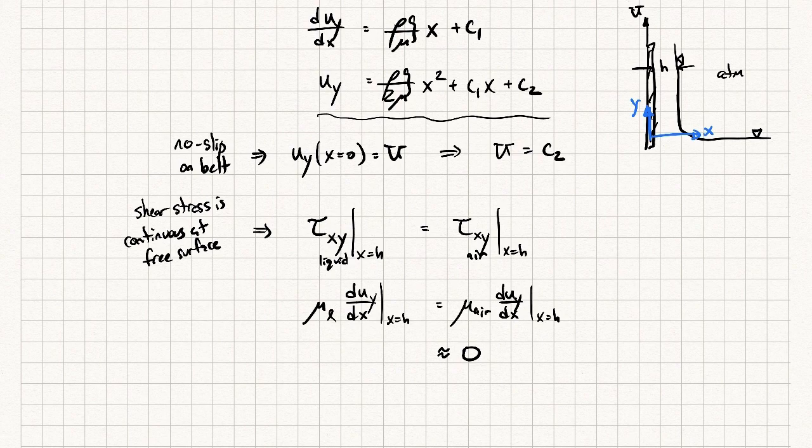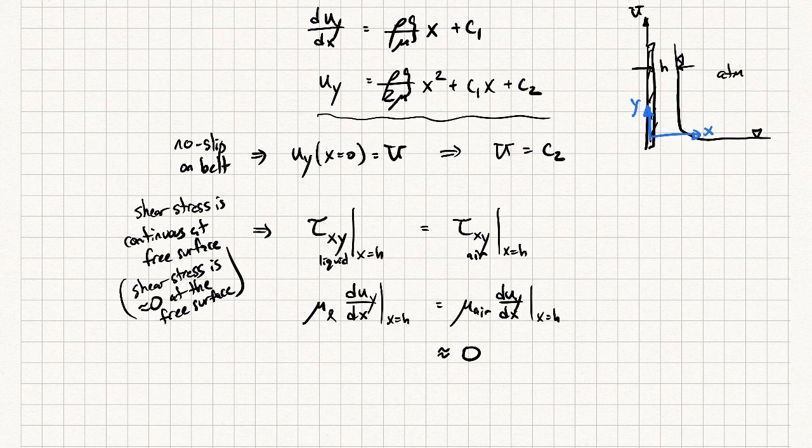So what we're saying here, instead of saying that the shear stress is continuous at the free surface, is that the shear stress is about zero at the free surface. The atmosphere can't exert much of a shear stress on the liquid because it just has such a low viscosity. So the shear stress in the liquid is about equal to zero right at that free surface. So we can make use of that as our second boundary condition.